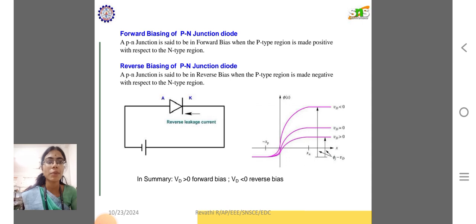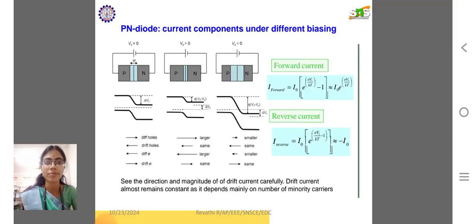Forward biasing of PN junction. Speaking of the PN junction diode, there are two types of biasing, forward bias and reverse bias. In reverse bias there is no current flow, and in forward bias there is conduction. In forward biasing of a PN junction diode, the P type region is made positive with respect to the n type, whereas in the reverse bias condition, the P type region is made negative with respect to the n type region.